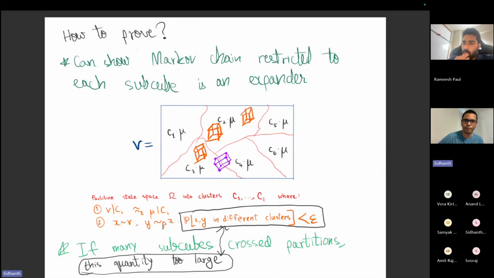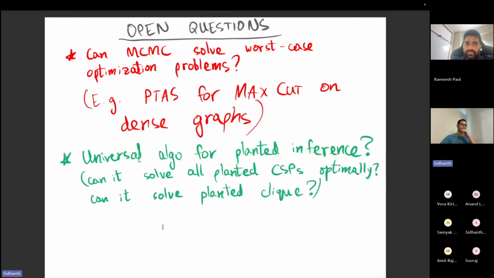So now I want to conclude with two open questions that I'm interested in. So one of them is, the first application that I mentioned, solving CSPs, was an average case problem. So the question I want to ask is whether you can use this framework of locally stationary distributions to say that Markov chain Monte Carlo actually gives you good approximation algorithms for worst case optimization problems.